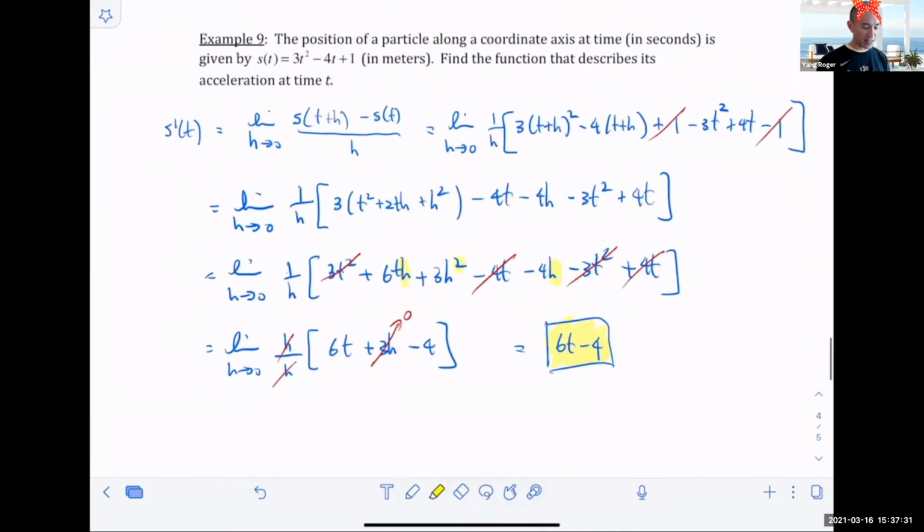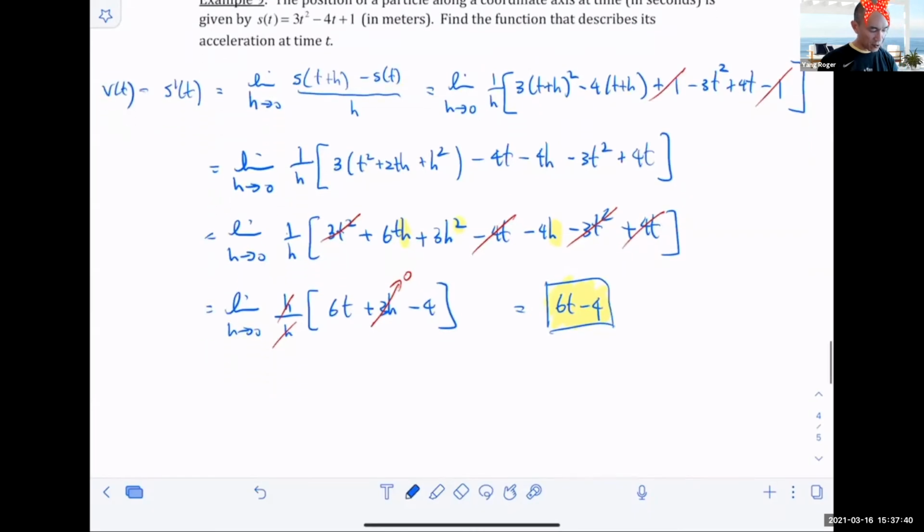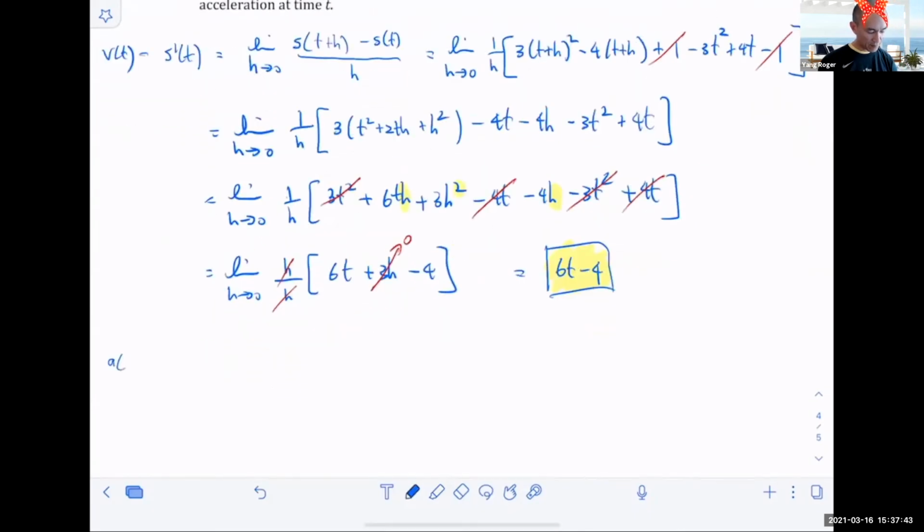This question actually asks for the acceleration. So this guy was the velocity actually. So we want the acceleration. That's going to be the derivative of the velocity, which is the second derivative of the position. Now, you can go ahead and use the definition of the derivative, but I claim that we can already just look at this function and tell what the derivative is going to be.